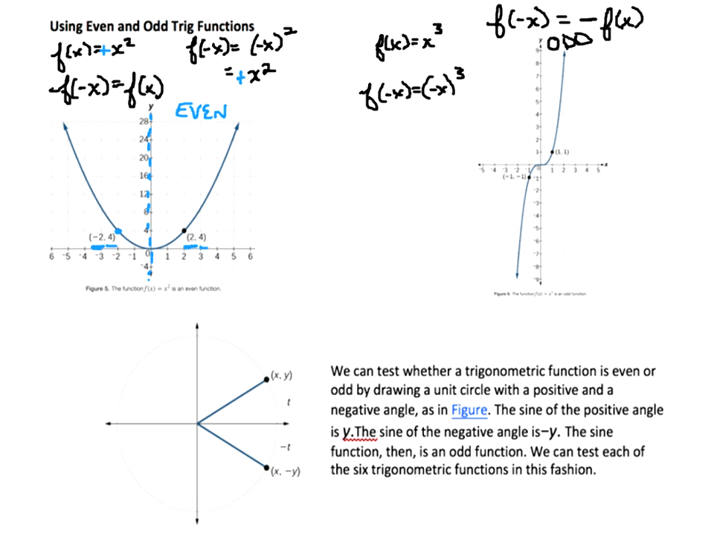So if I plug in negative x here, I have negative x cubed. Well, negative x times negative x times negative x is negative x cubed. I started with a positive x cubed, and I ended up with a negative x cubed. So all my signs changed. So algebraically speaking, when you're dealing with an odd function, all of your signs change.